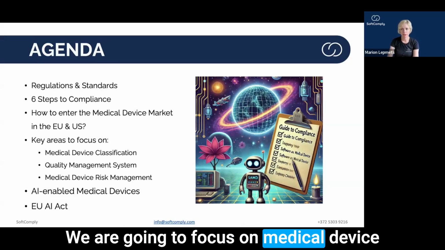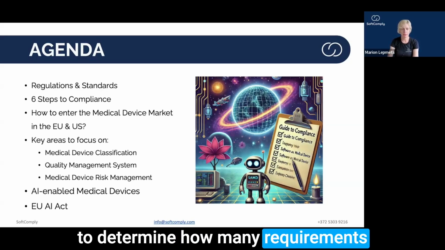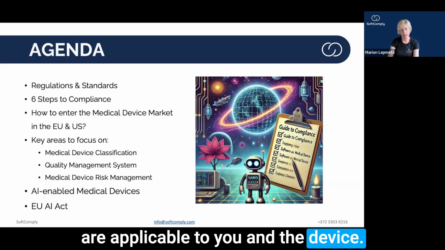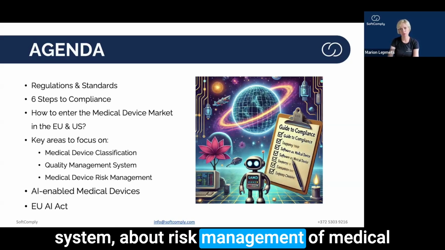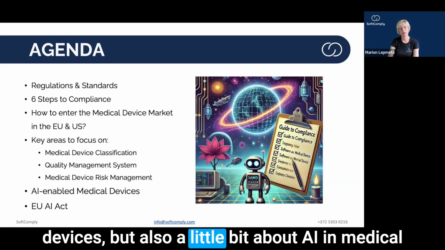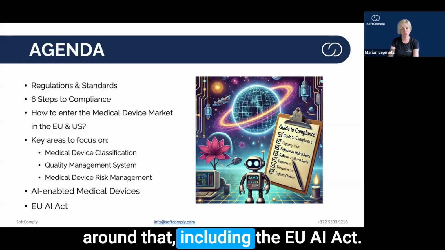We're going to focus on medical device classification because that's going to determine how many requirements are applicable to you and your device. We're going to talk about quality management system, about risk management of medical devices, but also a little bit about AI in medical devices and requirements and regulations around that, including the EU AI Act.